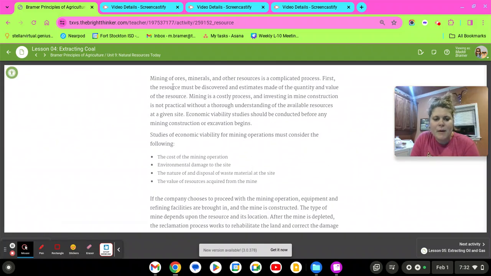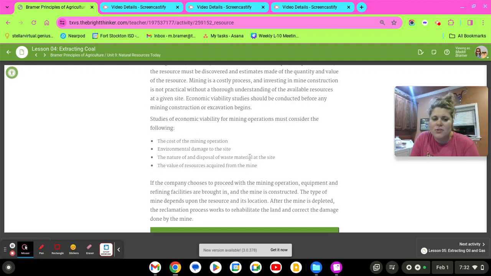in that. Mining of ores, minerals, and other resources is a complicated process. The resource must be discovered and estimated, with the quantity and value of the resource assessed. It costs a lot. It's a lot of work, and there's a lot of risk in it. So investing in it, they want to know that they're actually going to get something out of it. So economic viability studies should be conducted before you even start construction.